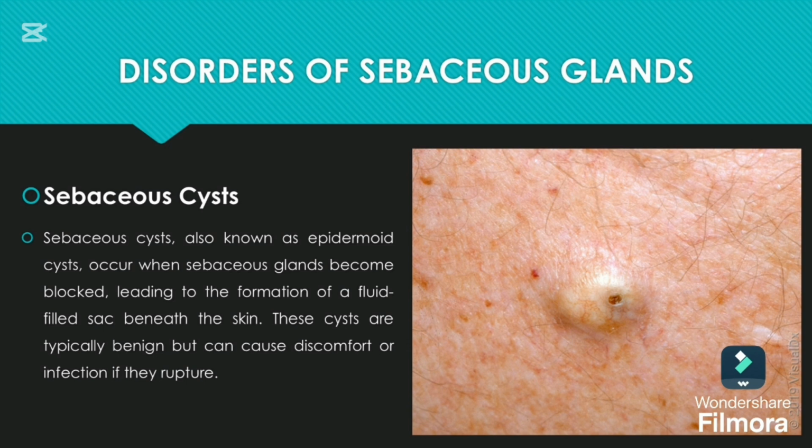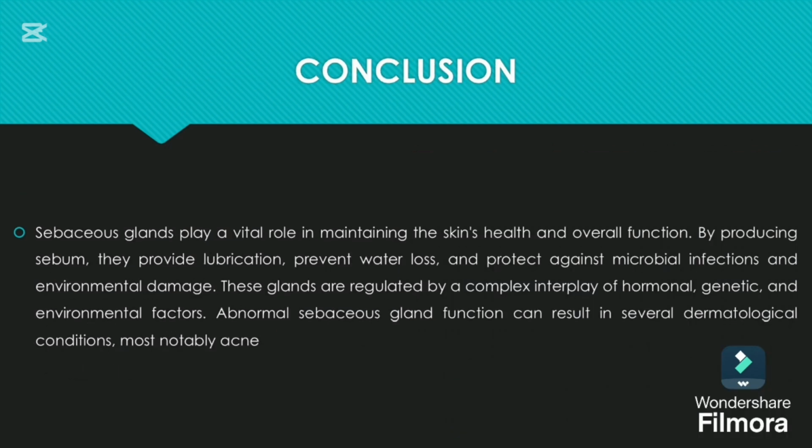In conclusion, the sebaceous gland plays a vital role in maintaining the skin's health and overall function. By the production of sebum, the sebaceous gland moisturizes the skin, it prevents water loss, it aids in thermoregulation, it prevents microbial activities, and also protects the skin from UV damage. So these glands are regulated by a complex of hormonal, genetic, and environmental factors.